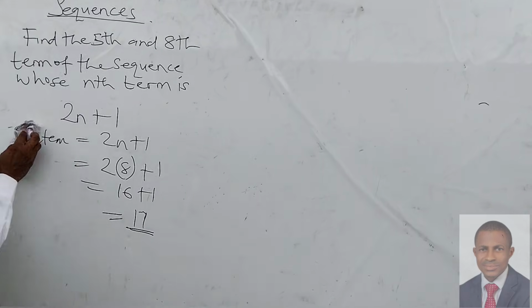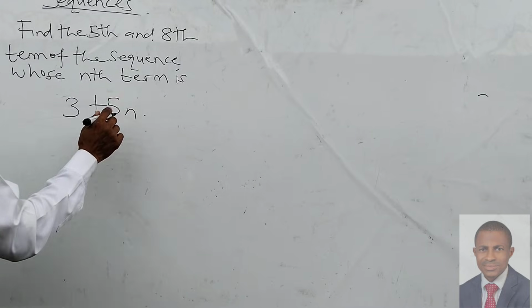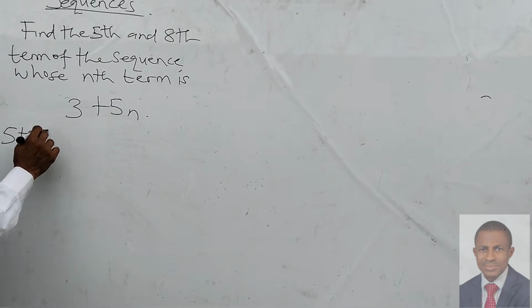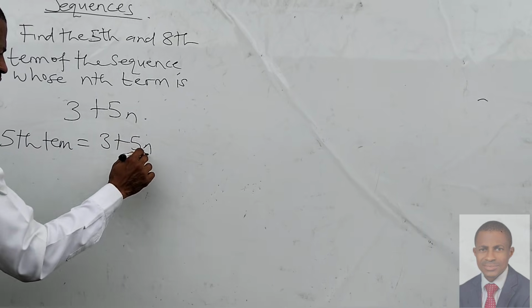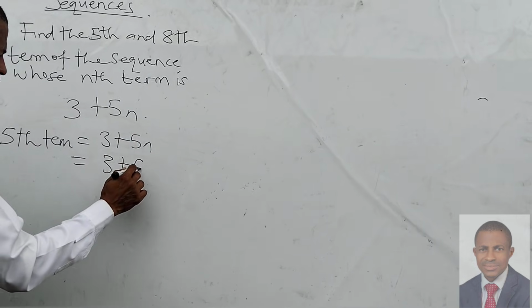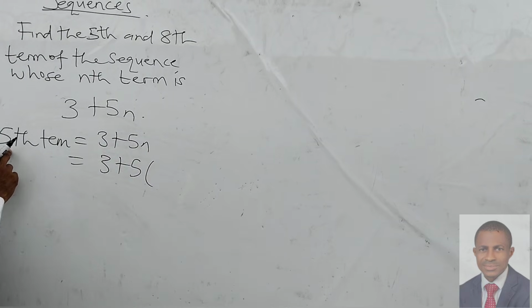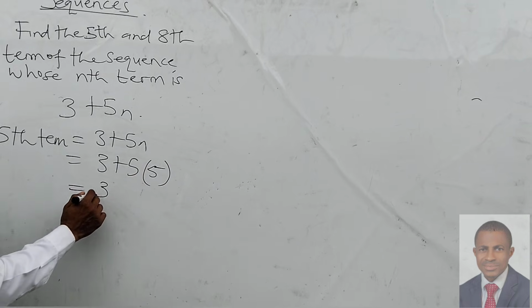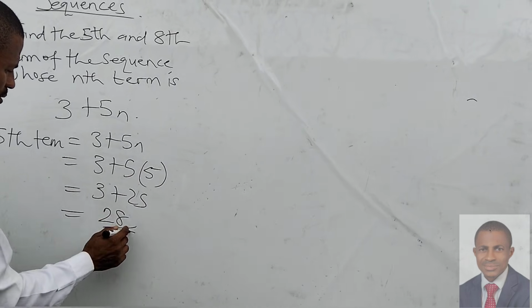Let's look at another formula like this, and we are asked to find the fifth term. So the fifth term of something like this, 3 plus 5n, will be 3 plus 5. For the fifth term, n will be 5, so 5 into bracket 5. That will give us 3 plus 25, and that is 28.